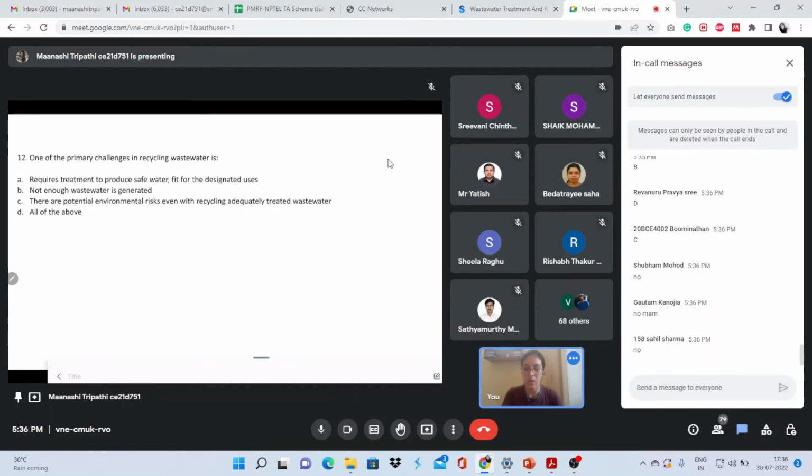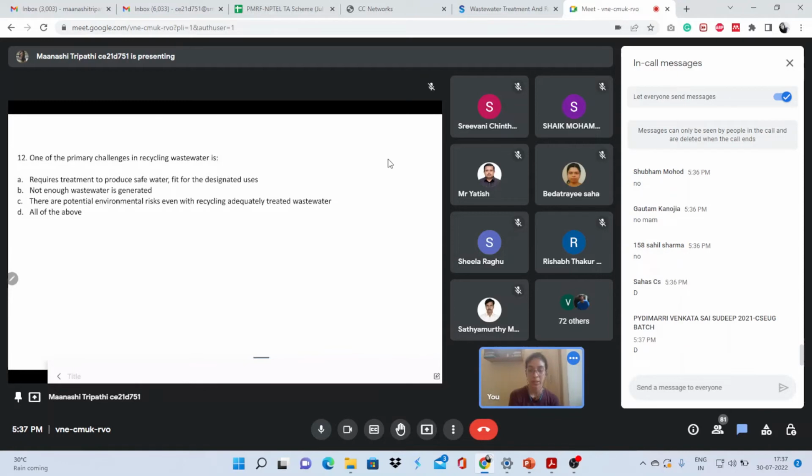Next question is, one of the primary challenges in recycling wastewater is, okay, we are recycling. I hope you understood what is recycling. When this wastewater goes to the treatment plant, only then we call it recycled water. So what are the challenges? Requires treatment to produce safe water fit for designated use. Not enough wastewater is generated, it's about quantity. There are potential environmental risks even with recycling adequately treated water.